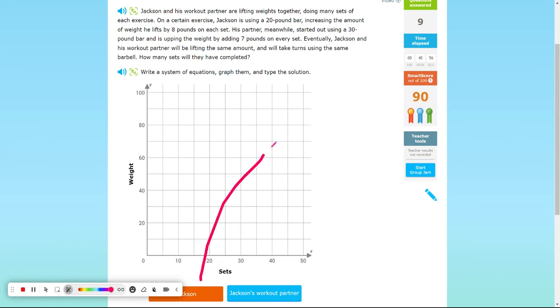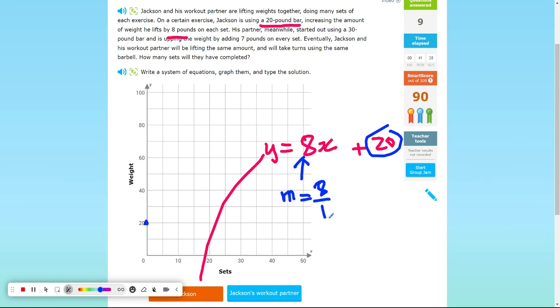So let's do this over here. Let's write the equation for Jackson. Jackson starts using a 20 pound bar. So 20 is a set number. It's in the back. Jackson increases the amount 8 pounds for each set. So 8 should go in front of x. So now let's go and wrap this. Start with 20. So here, 20. I do the slope equal to 8, which is 8 over 1.